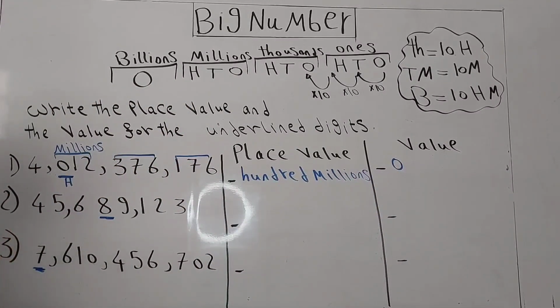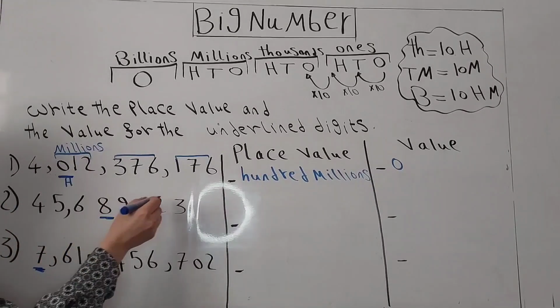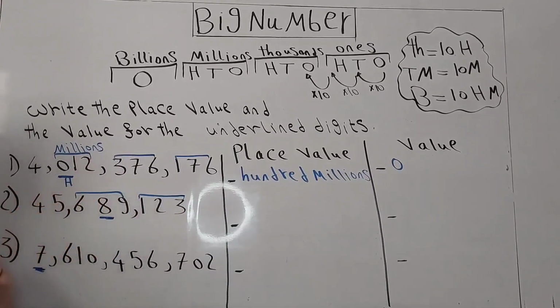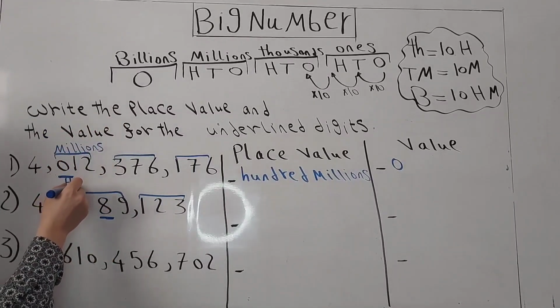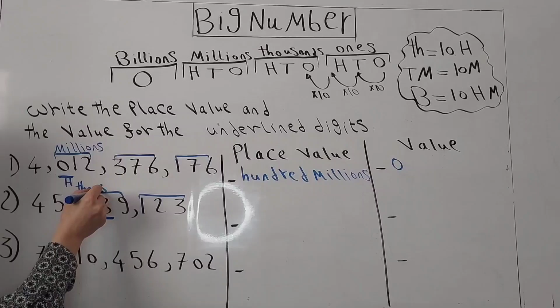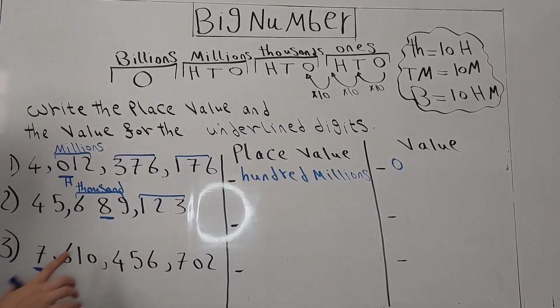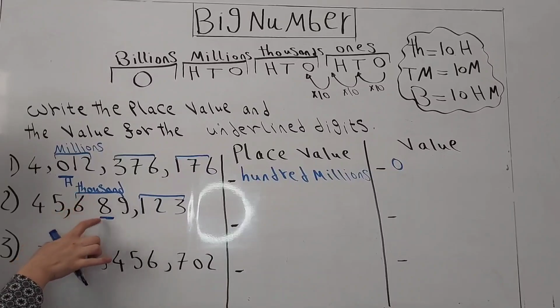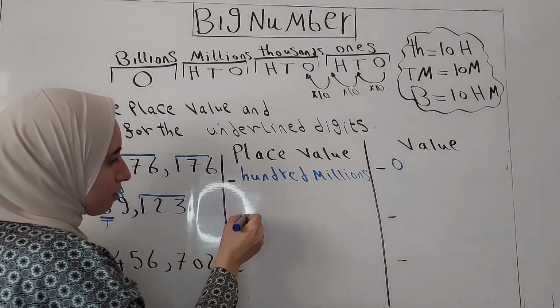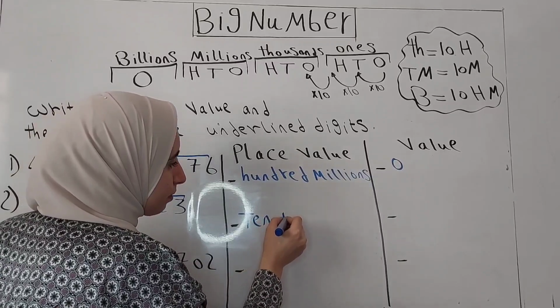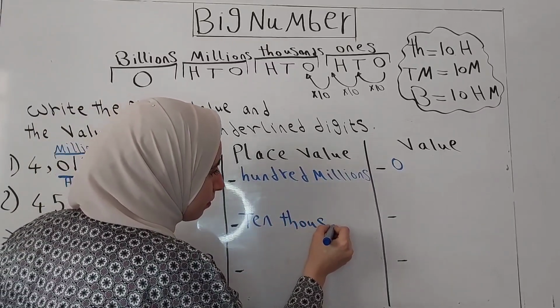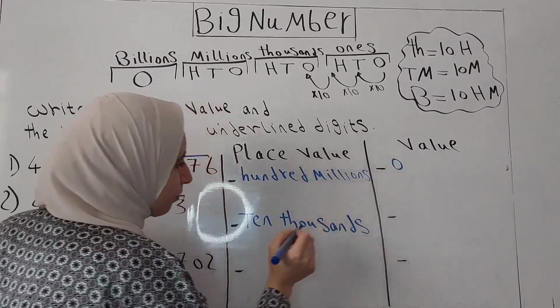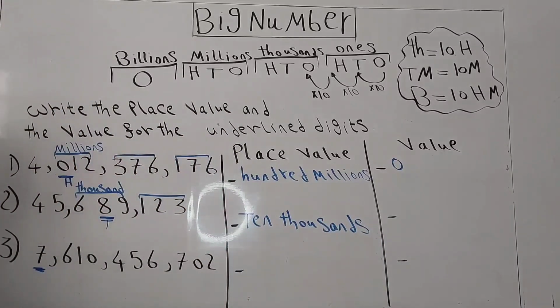The second one, we need to find the place value for the digit 8. The digit 8 is in which family? This is first, this is second. The second family is called thousand. In which place? Ones, tens, hundred, and tens. Tens what? 10,000. Now we need to write the value for the digit 8.